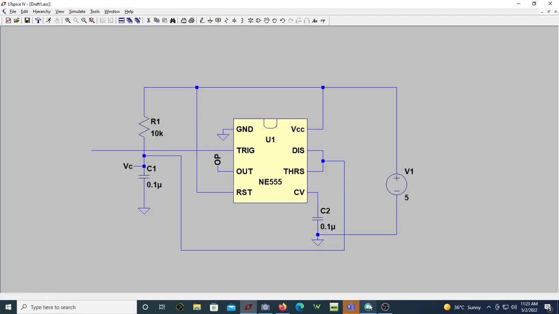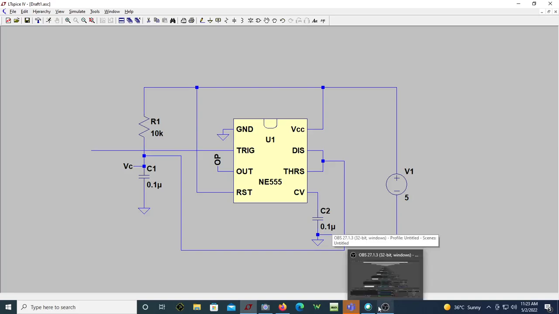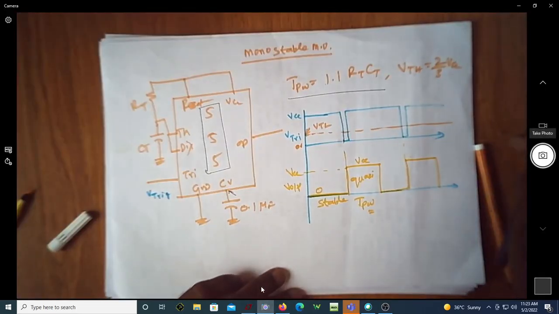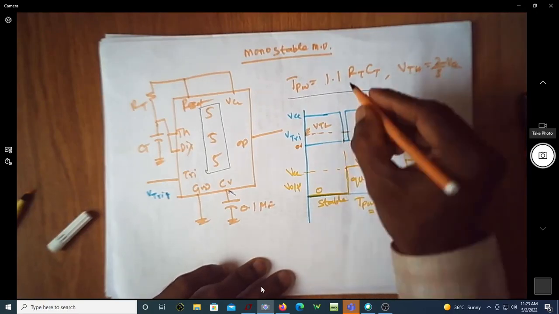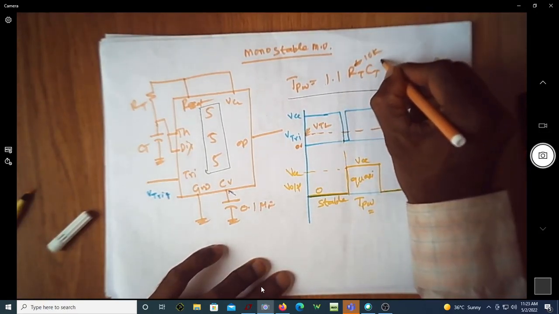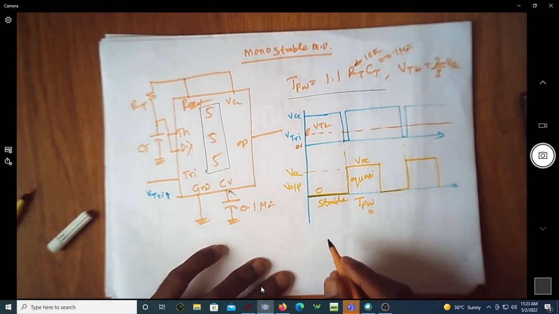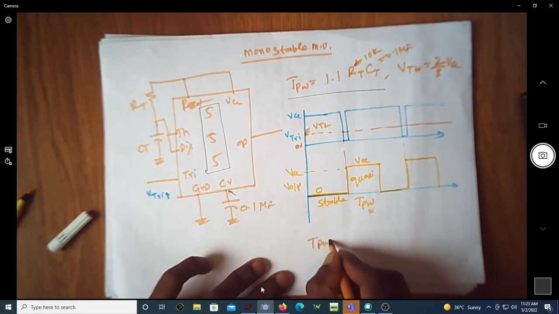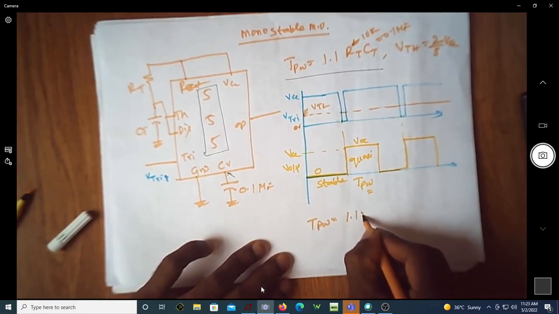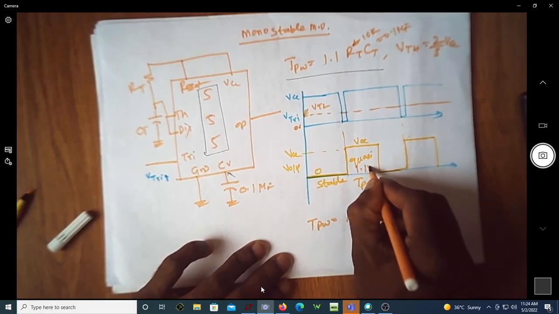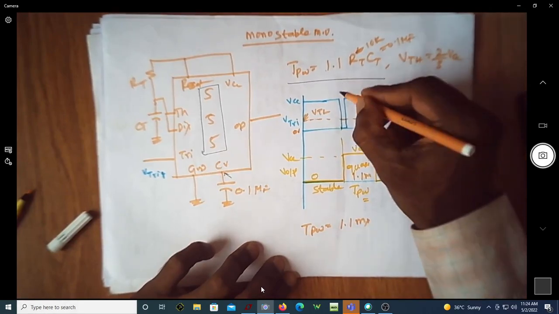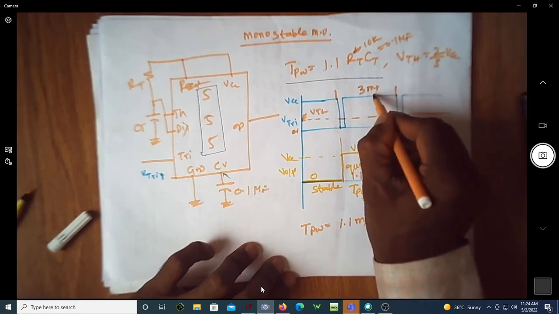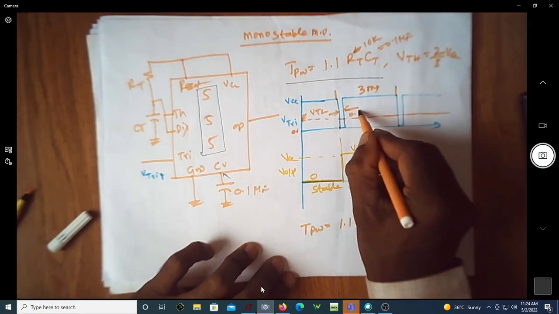maybe we'll just go back here and find out what should be the time period of the signals. Since I've taken RT as 10 kilo ohm and this as 0.1 microfarad, this will become 1.1 millisecond. So for those R and C values, I have to get 1.1 millisecond. Since it is 1.1 millisecond, let me take the period of this more than this. Let me take it as 3 millisecond. Let me take this off time as hardly maybe 0.1 millisecond.